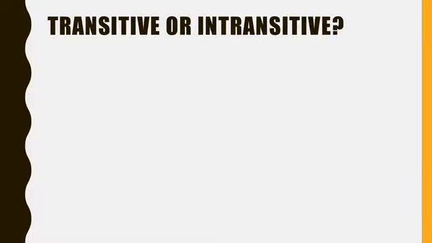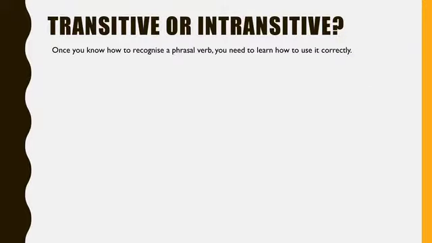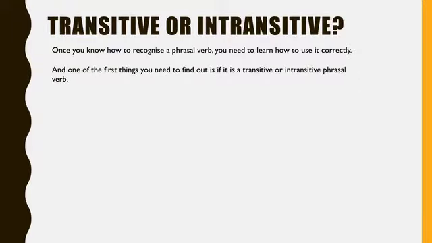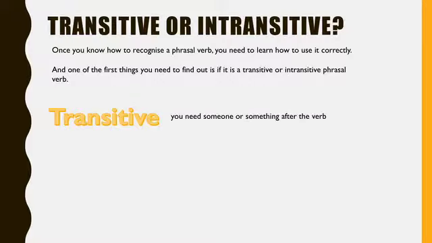Okay, welcome back. Now, once you know how to recognize a phrasal verb, you need to know how to use it correctly. And in order to do that, you need to find out if it is a transitive phrasal verb or an intransitive phrasal verb. If it is a transitive phrasal verb, you need someone or something after the phrasal verb. If it is intransitive, it can be used on its own.